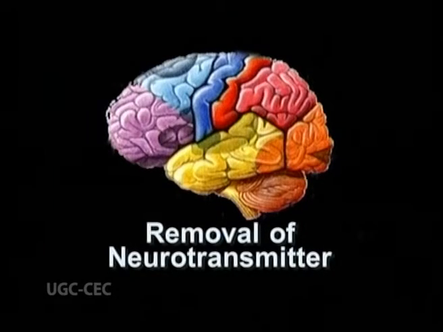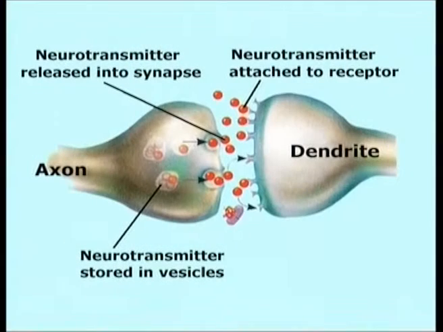Removal of neurotransmitter. Removal of neurotransmitter from the synaptic cleft is essential for normal synaptic function. If a neurotransmitter could remain in the synaptic cleft, it would influence the postsynaptic neuron, muscle fiber or gland cell indefinitely. Neurotransmitter is removed in three ways.